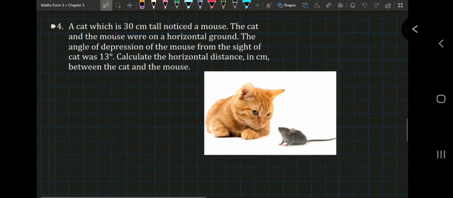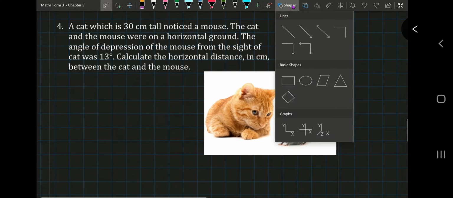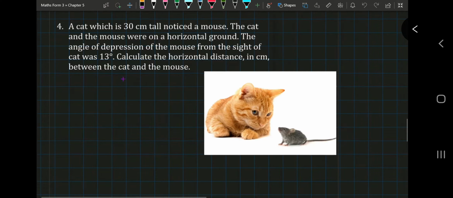Number four, a cat is 30 cm tall. Okay, notice that. The cat and the mouse were on the horizontal ground. The angle of depression of the mouse from the eye of the cat was 13 degrees. Okay, that means we are going to have the mouse here, like this.